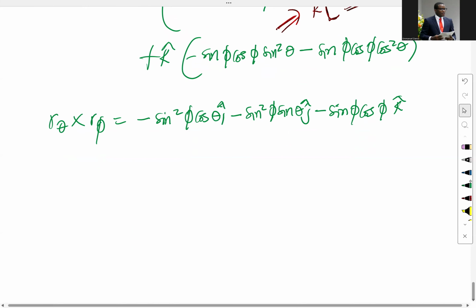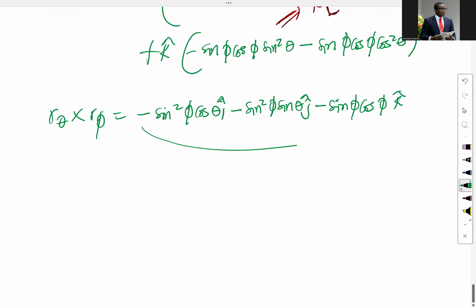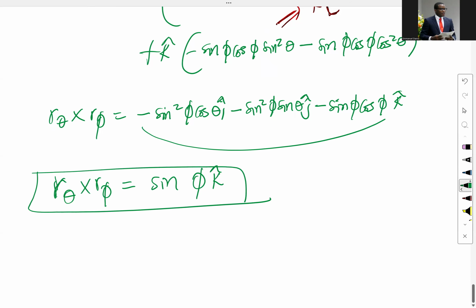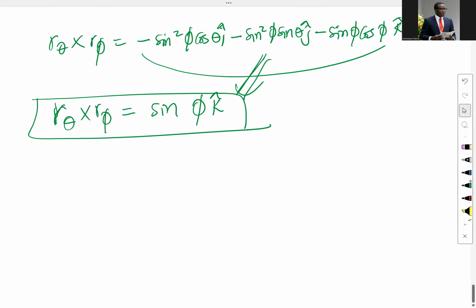I guess there's a way that this whole thing simplifies to r theta cross r phi, and that is equal to sine phi k. I don't have a clear explanation for that at the moment, but it looks like a tedious process. Could it be about the movements? Okay, so in short, we have this coming from this whole place now, and that is a simplified version. And that takes us to step 4.